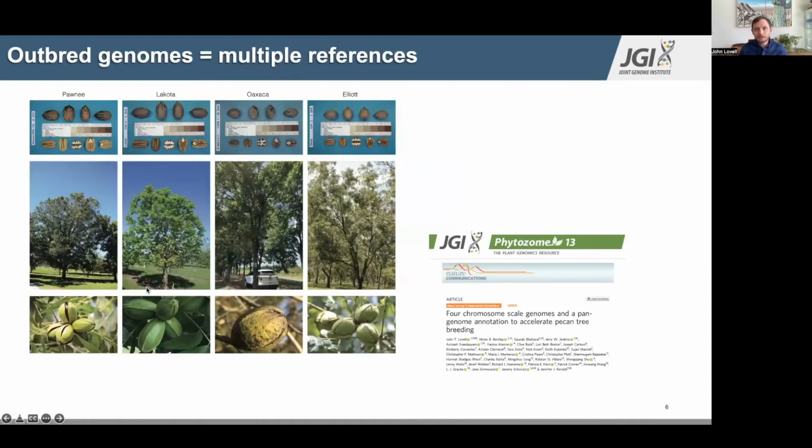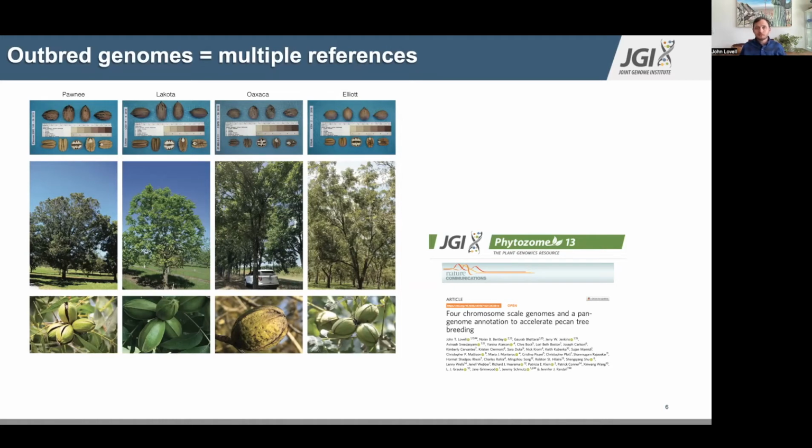So our work in pecan started a few years back where we generated reference genomes for 4 genotypes. Pecan, like many trees, is very outbred when pollinated and is clearly heterozygous across the genome, at least in the wild. In the breeding pedigrees, sometimes there are regions of homozygosity because of small effective population sizes and inbreeding. But we built reference genomes, outbred reference genomes for each of these 4 genotypes. That means that we have 8 total haplotypes that we can compare and analyze.